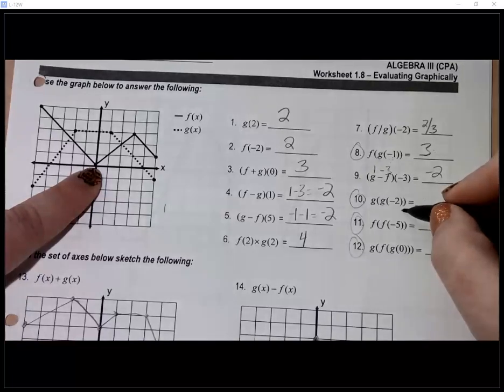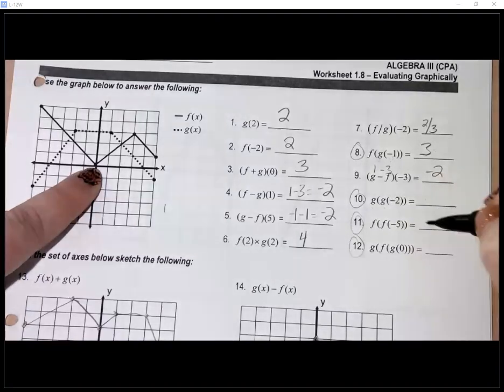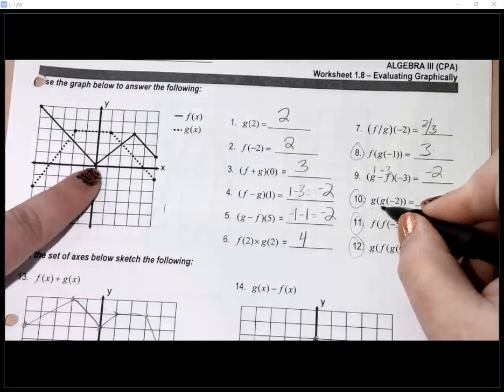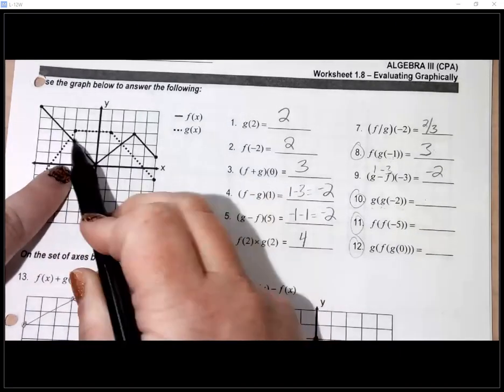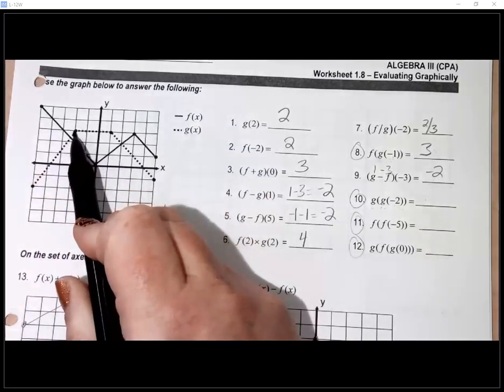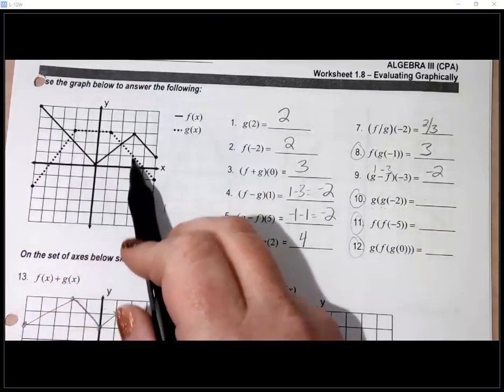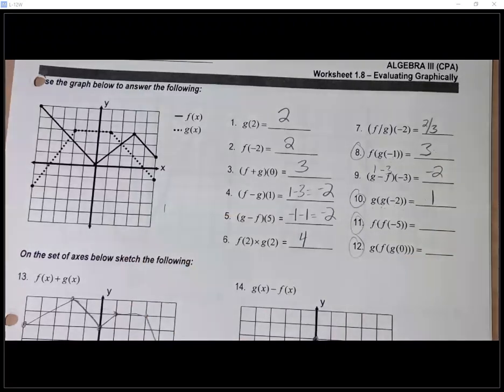Thank you. So we're going to do G of G of -2. Here's what we do. I take -2 and I evaluate it on the G function. Okay, I'm going to go to -2, G function. Its value is 3. Now I'm going to take 3 and evaluate it at the G function again, because we're putting G inside of G. So G of 3 is actually 1. Did anybody get +1 for number 10? Oh, good.